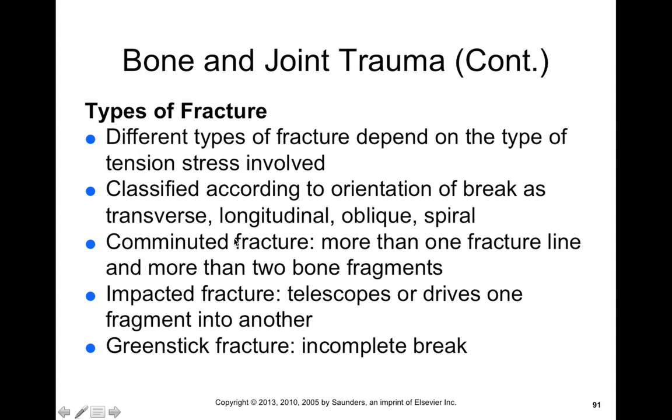Now, a comminuted fracture is one where there's more than one fracture line, and therefore the bone separates into multiple fragments. Impacted means that the bone telescopes or invaginates within itself, so one segment of the bone drives within another. And a greenstick fracture is where you have an incomplete break, where one side of the bone is fractured but the other side is not, almost as if you're breaking a stick that's not quite dry yet.